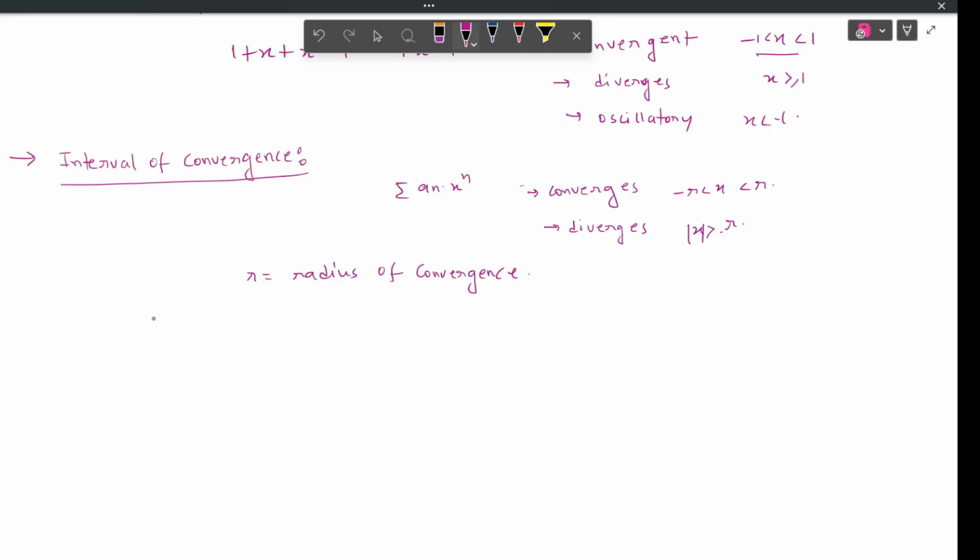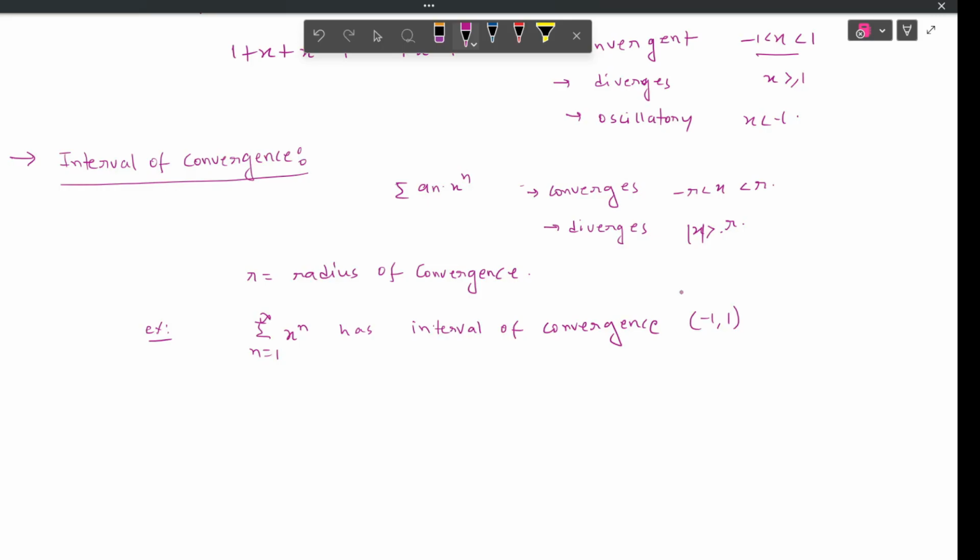So if we take example, the power series summation n equals to 1 to infinity x to the power n has interval of convergence between -1 to 1. Okay.